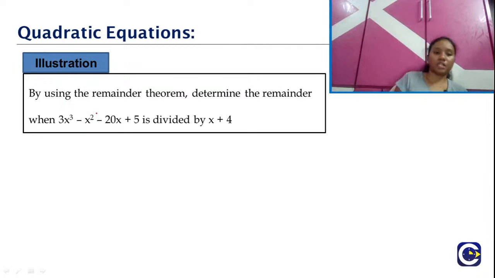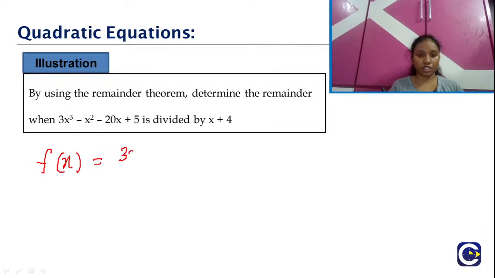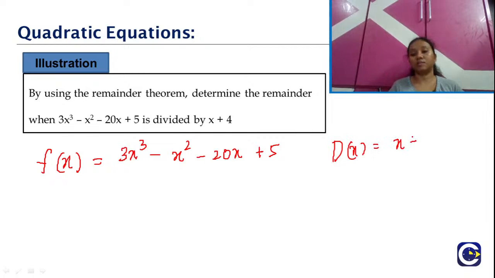So come on, guys, what is the dividend here? Our dividend, that means our f of x function, is given to be 3x cube minus x square minus 20x plus 5, and our divisor is given to be x plus 4. That means what is our r value? In general our divisor will be x minus r. So what is my r value from here? r will be equal to minus 4.